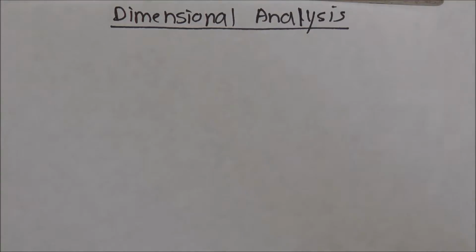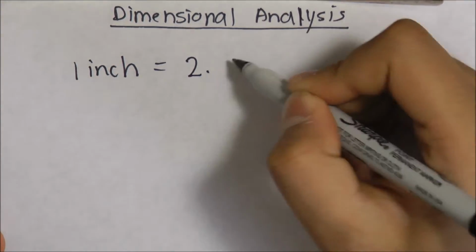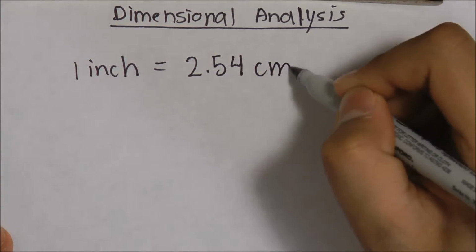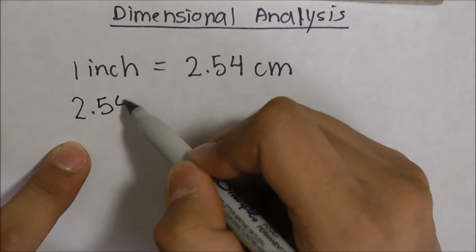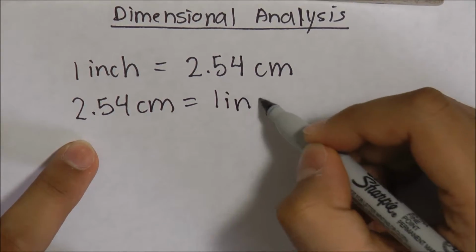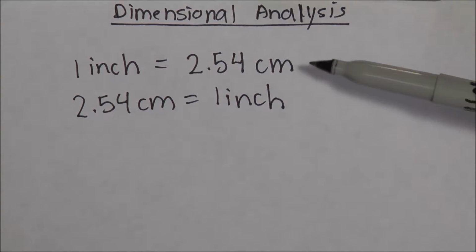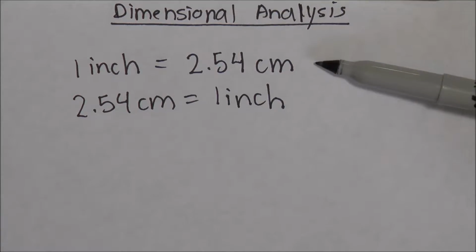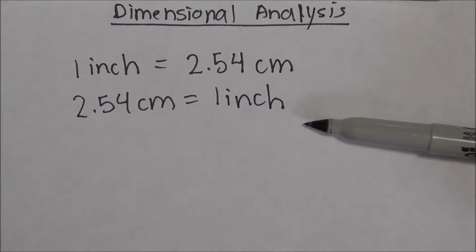So, we know that 1 inch is equal to 2.54 centimeters. Well, 2.54 centimeters is also equal to 1 inch. These two are called conversion factors. If you want to convert from inches to centimeters, you would use this first conversion factor. If you want to convert from centimeters to inches, you would use the second conversion factor.